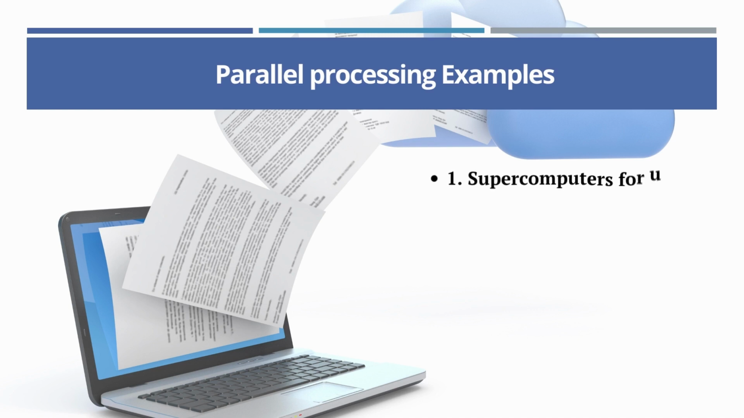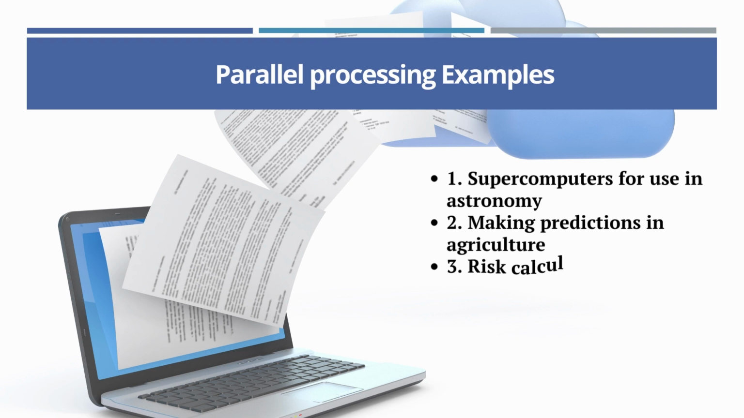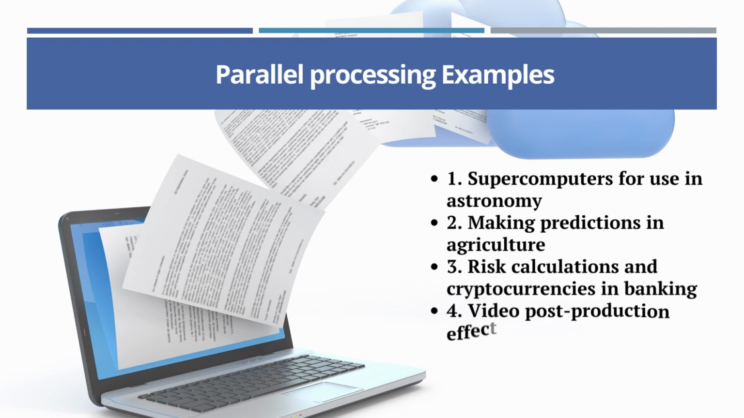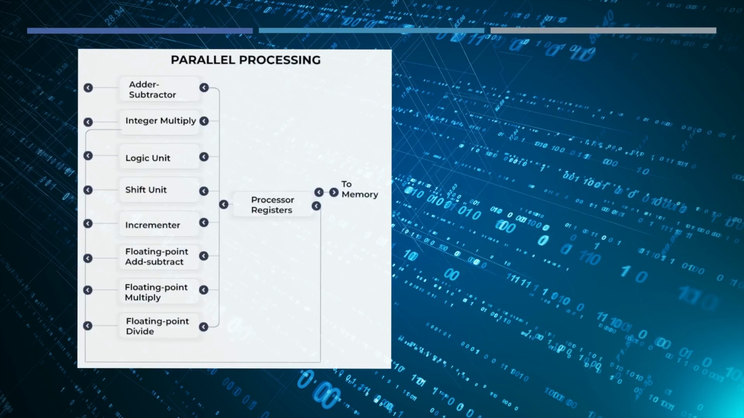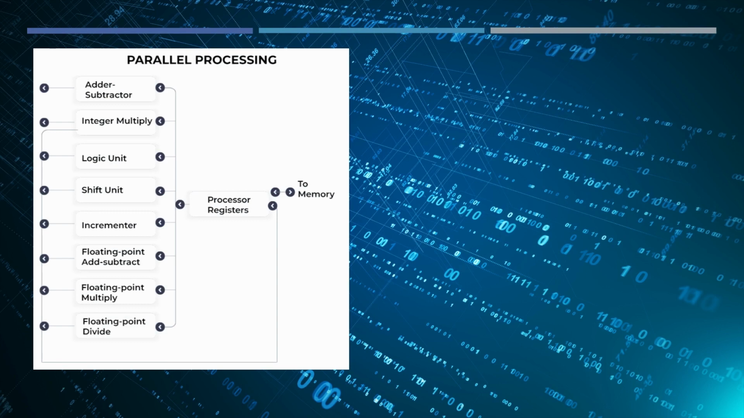Now, let us see what are the examples of parallel processing. So the first one is supercomputers, which are being used in astronomy. Then making predictions in the agricultural field. Other than that, risk calculations and cryptocurrencies in banking, video post-production effects, and accurate medical imaging. So, this is how parallel processing works.